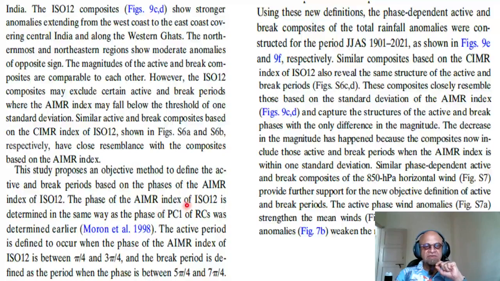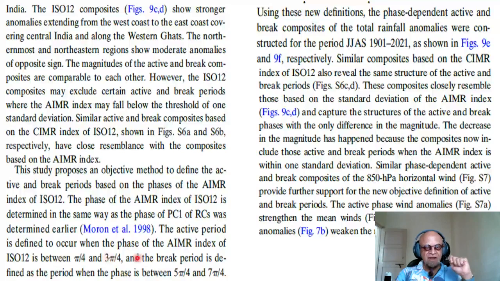This study proposes an objective method, this is a key claim, to define the active and break periods based on the phases of the AIMR index of ISO 12. The phase of the AIMR index of ISO 12 is determined in the same way as the phase of PC1 of the RCs was determined earlier, so you can look at older papers. So there are spatial patterns and there are time series associated with them, so principal components and so on.